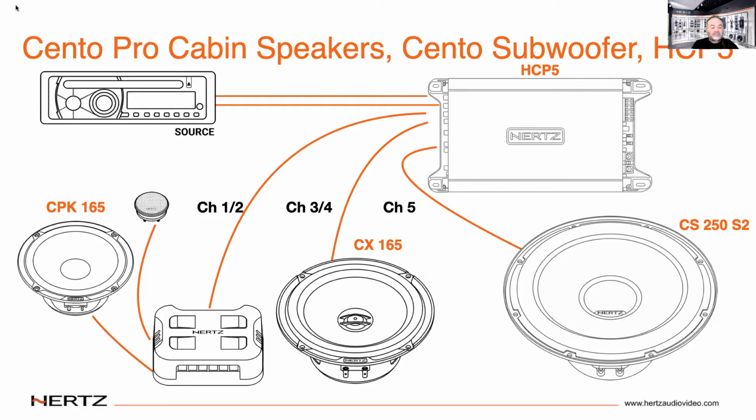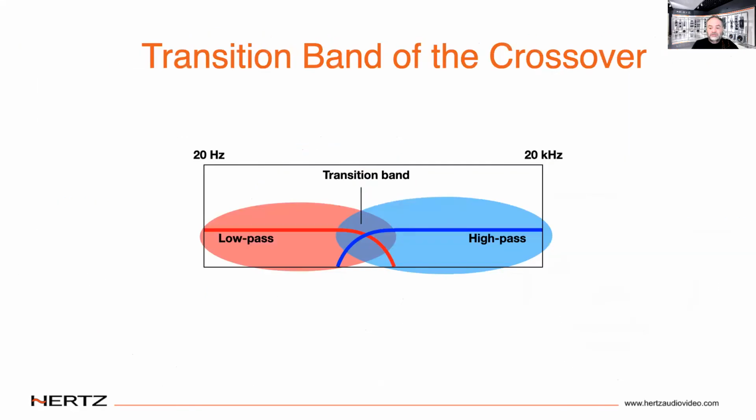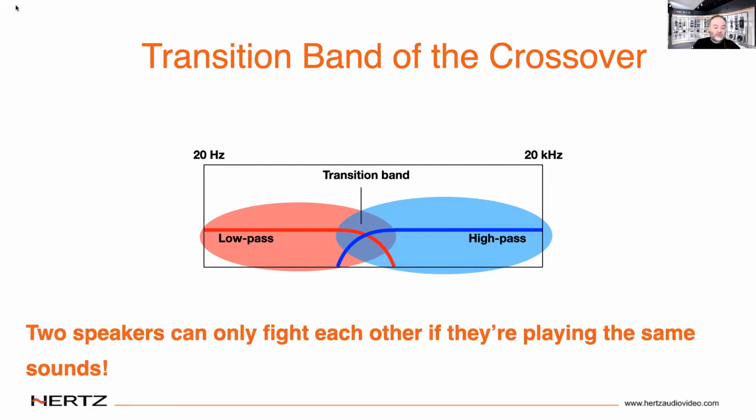So, for instance, when a crossover filter is used, you have the pass band and the stop band, but something we don't talk about as often is the transition band. That's the center where you see that the high pass and low pass speakers are crossing over and playing the same note at the same time. Now, the crossover doesn't just keep the speaker from blowing up. It also keeps the two speakers from interfering with each other in the area where they are overlapping. And the two speakers can only interfere with each other if they're both playing the same notes, right?